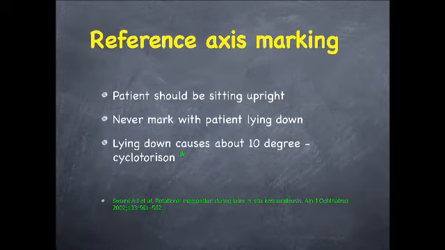The reference axis marking is one of the most critical steps after you have measured. The important point to note is that patients should be sitting upright while you are measuring astigmatism. From all the studies from refractive surgery, we know that when patients lie down from the sitting position, the eye undergoes torsion, and this can cause almost a 10-degree error. So it's very critical to mark these patients while they are sitting upright rather than lying down. And we'll just go through the number of different ways you could mark your patients.